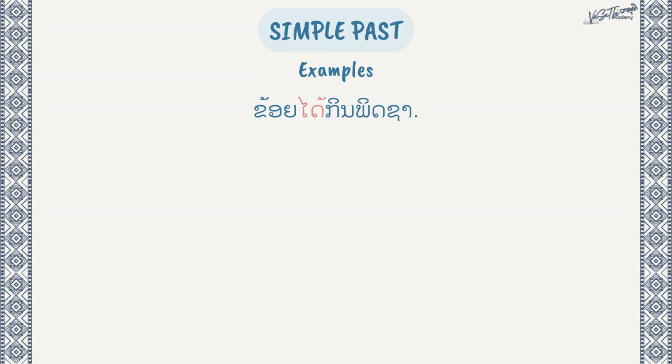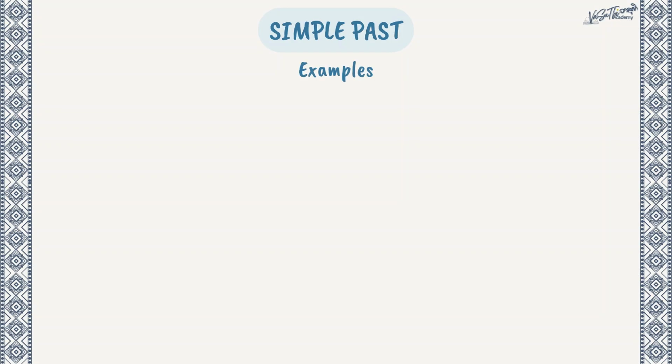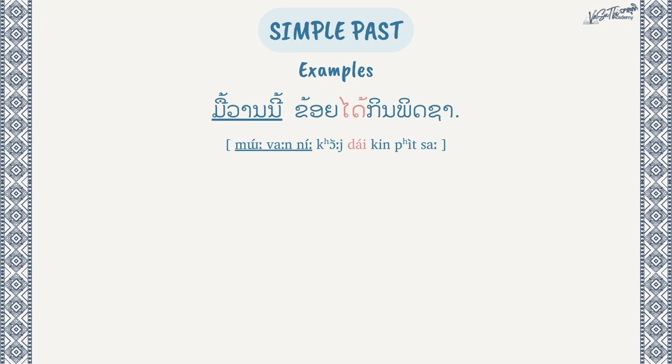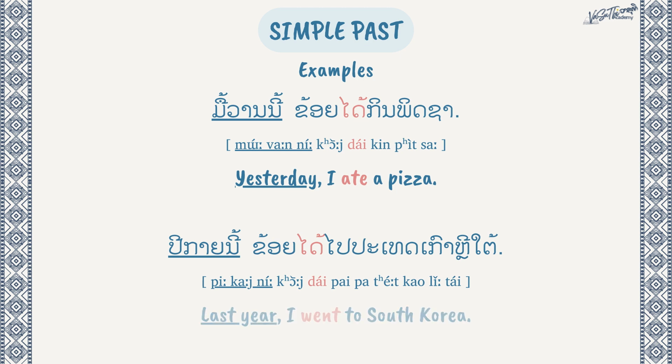For example, ค่อยได้กินพิซซ่า which means I ate a pizza. ค่อยได้ไปประเทศเกาหลีใต้ which means I went to South Korea. And with a time adverb for more precision and context. มื้อวานนี้ค่อยได้กินพิซซ่า Yesterday I ate a pizza. ปีกายนี้ค่อยได้ไปประเทศเกาหลีใต้ which means last year I went to South Korea.